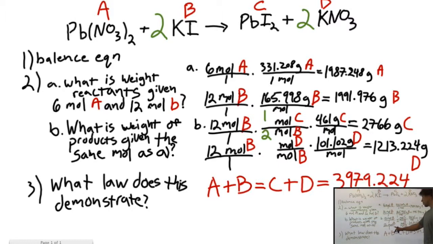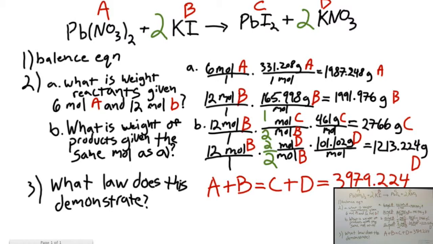Now, again, starting with 12 moles of reactant B and multiplying by the molar ratio of potassium nitrate to potassium iodide, which happens to be 2/2, and then followed by multiplication of the weight of D, which is 101.102 grams per mole, we are left with 1213.224 grams of D, potassium nitrate.